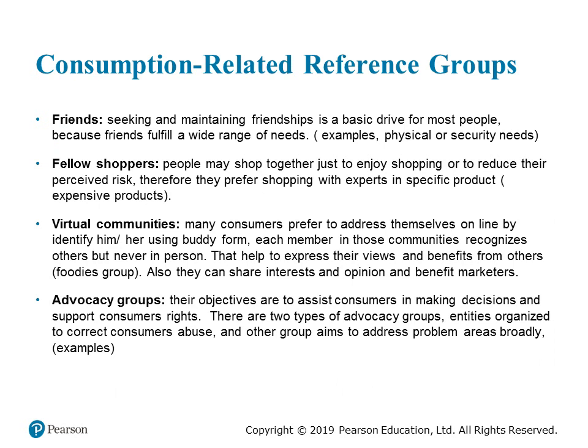Also, we need to study reference groups and consumption. There are four points in front of us: friends, the role of friends, fellow shoppers, virtual communities. I would like to stress this point: many consumers prefer to address themselves online by identifying themselves using a buddy form. In an online community, members don't know each other in person, but each online member tries to identify him or herself by using a symbolic form, which is called a buddy form, that helps to express their views and benefit from others. One of the famous virtual communities using a buddy or symbolic form is this group.